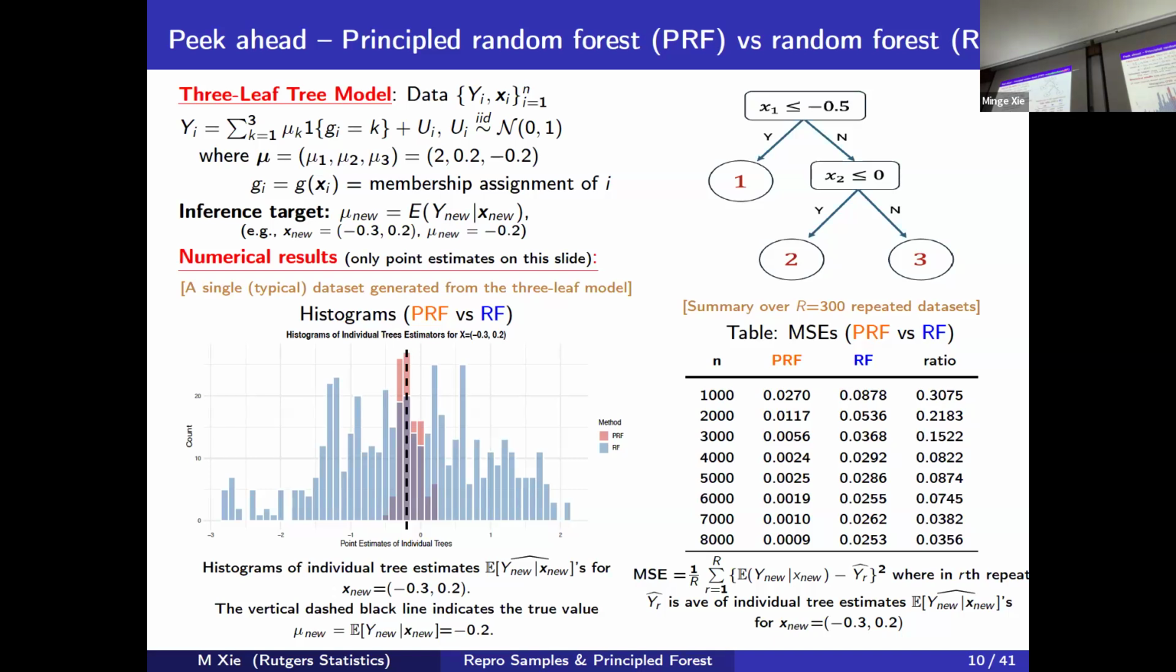1,000 points. And then you can see that the 1,000 points are kind of spread out. On average, the truth is this dashed line. So if you take an average of this histogram, you still get this. So you know the random forest is consistent. That's okay, I get the result.